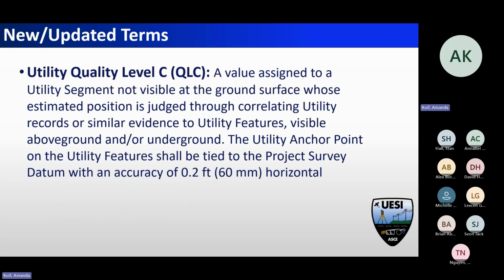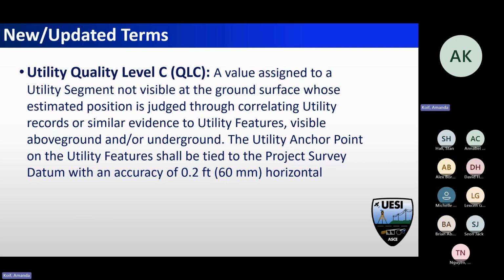Quality level C, this is where that anchor point comes in. To achieve quality level C, you have to have 2 anchor points. And then between that, you'll have that segment that's in between those two anchor points. If you just have a water valve and the line that's going away from it, that's not quality level C. You have to have those 2, and those 2 have to be surveyed to that 0.2 accuracy between those 2 before that quality level C can be achieved.